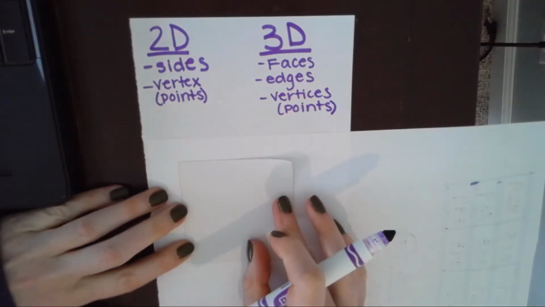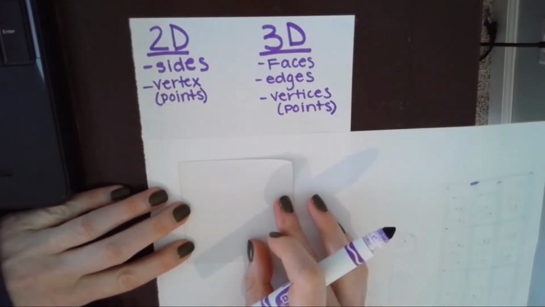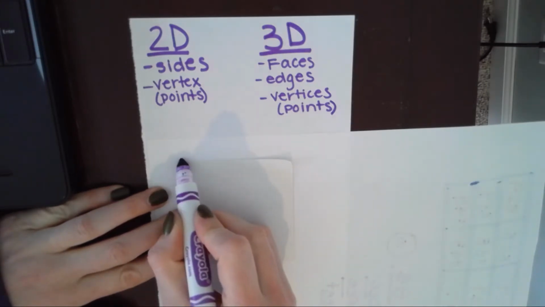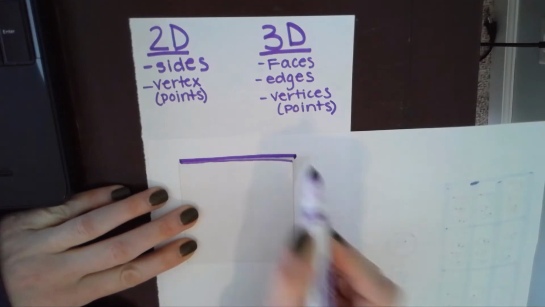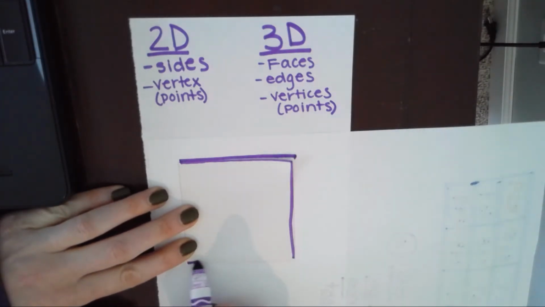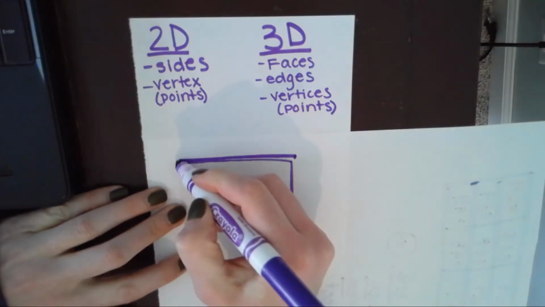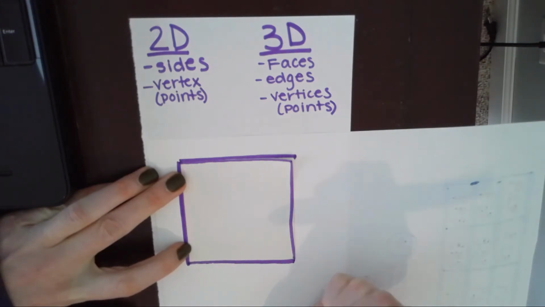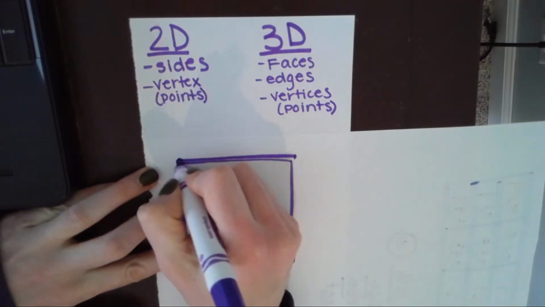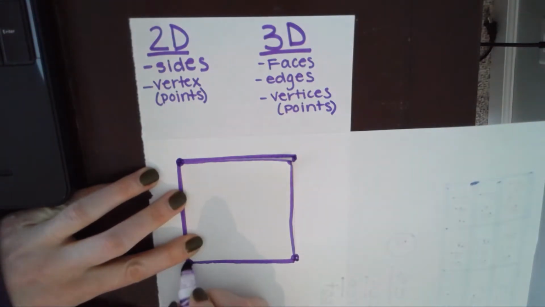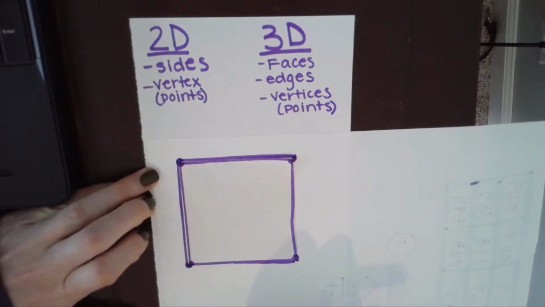If I were going to say how many sides and vertices this shape had, I would just count them up. So I'm going to trace along so you can see me. 1, 2, 3, 4 sides, and it would have 1, 2, 3, 4 vertices or 4 points.